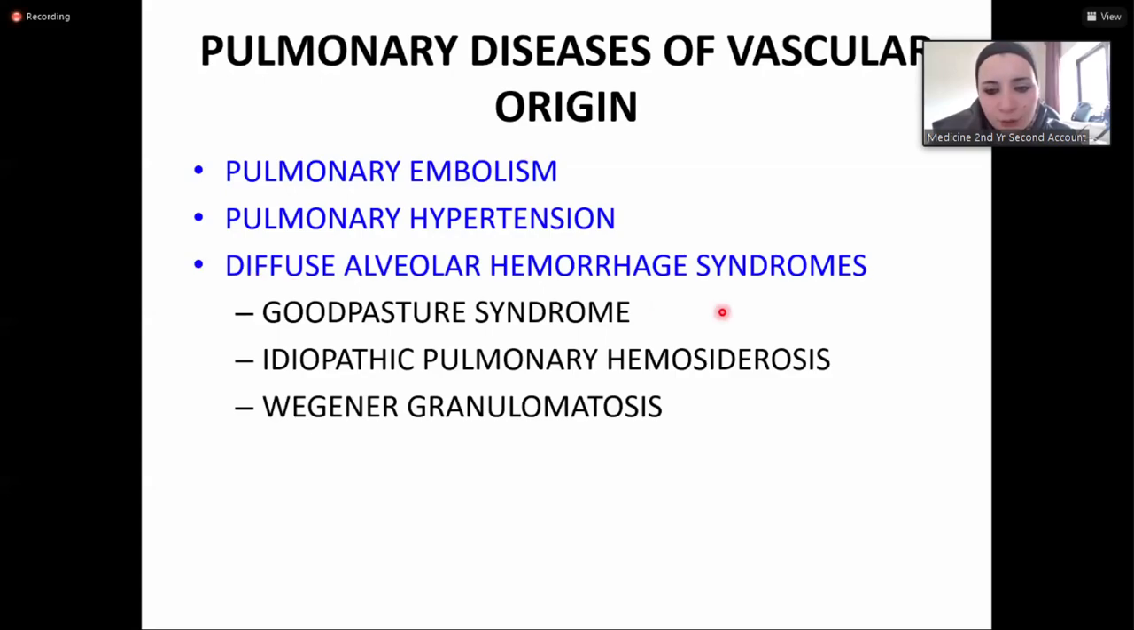In diffuse alveolar hemorrhage syndromes, they are a group of diseases. من اسمهم, they will have diffuse hemorrhage into the alveolar spaces. Most of them are immune mediated, زي الجود باسترز syndrome. بالجود باسترز syndrome بيكون في عندهم involvement of the lung and the kidney due to autoantibodies against the basement membrane of the blood vessels. Idiopathic pulmonary hemosiderosis and Wegener's granulomatosis, which is a sort of vasculitis that could involve the lung as well. Inflammation of the blood vessels.